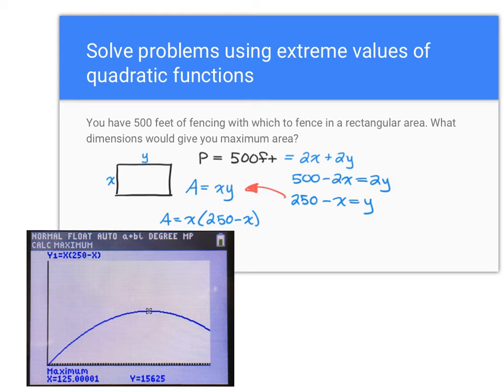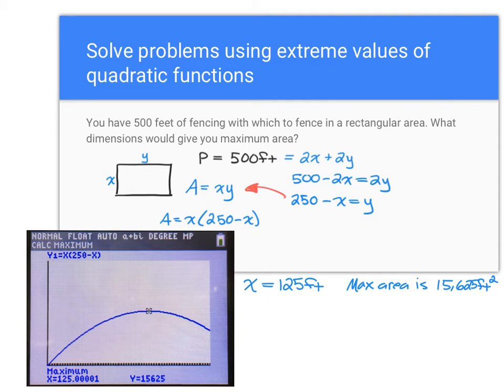So it's giving us our point. And again, we just need to be clear what it's asking for. It's asking us for the dimensions. So it's telling us that X that we defined up above is 125 feet. It's telling us that max area is 15,625 feet squared. Right? It's not asking us for the maximum area though, it's asking us for dimensions.